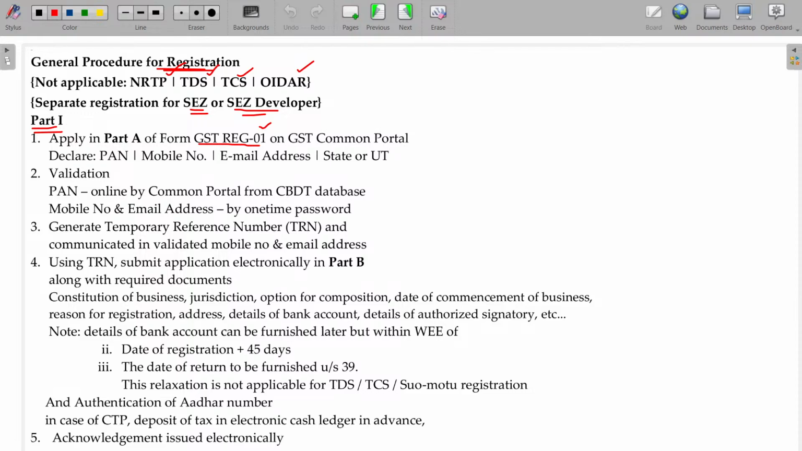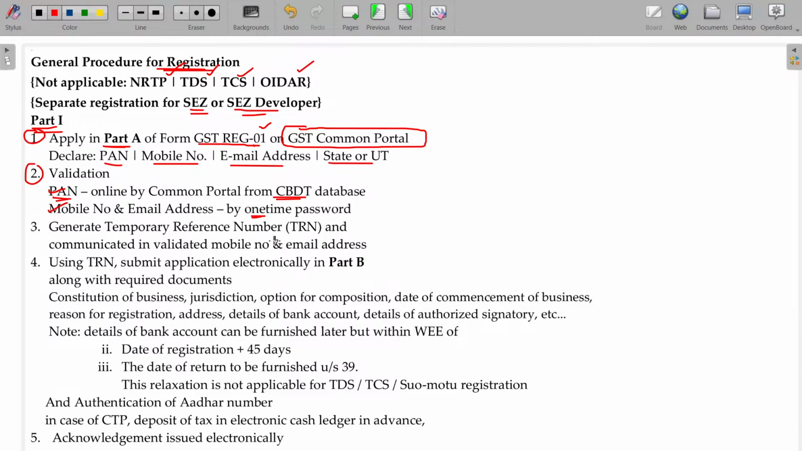See here. Part 1. Apply in Part A in Form GST REG 1 on the GST Common Portal. Declare PAN, mobile number, email address, state and union territory, and you have to validate. PAN will be validated automatically by referring to the CBDT database. Mobile number and email address are validated using a one-time password.